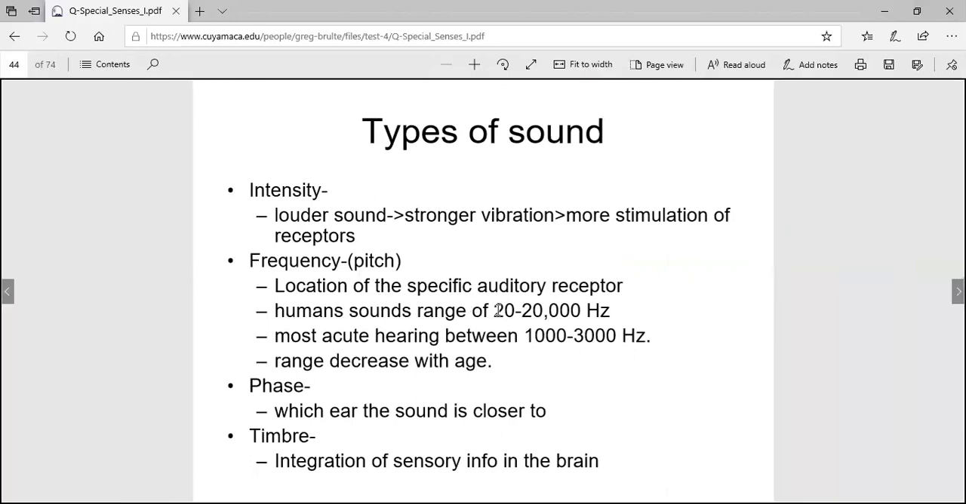We hear from 20 to 20,000 hertz, hertz being how many vibrations per second. 20 vibrations per second would be real low. 20,000 would probably be above a mosquito; it's very, very high pitched. Most of our best hearing is between 1,000 and 3,000 hertz, and by the way, that decreases with age.